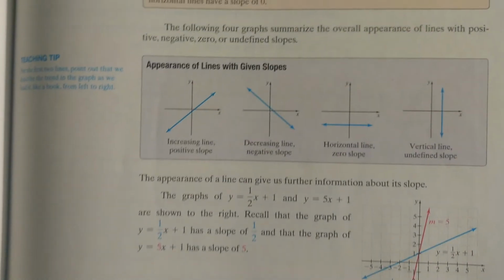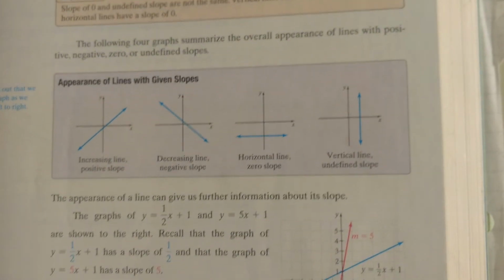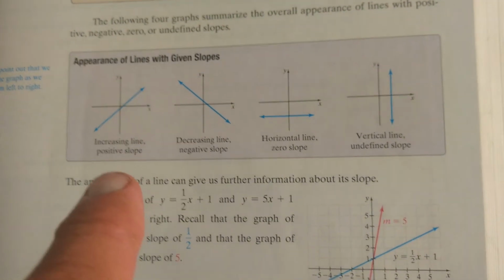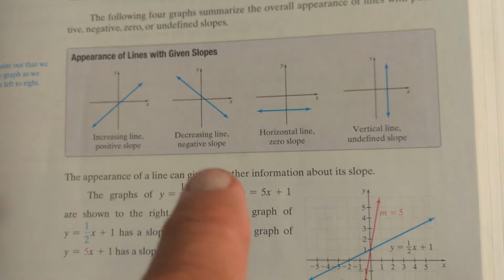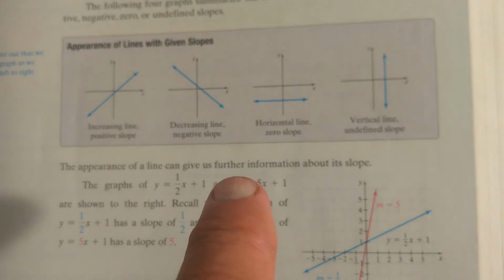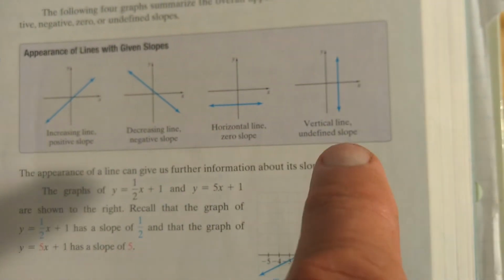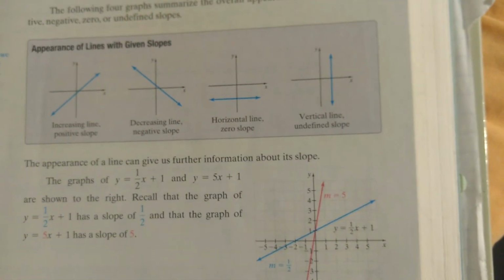Another page, which is on page 161. This is a good page because it shows you the only 4 types of slopes you have. You have a positive slope, which rises from left to right. You have a negative slope, which falls from left to right. A horizontal line, which is y equals number. Vertical line, which is x equals number. That's the only 4 types of slopes that you have.